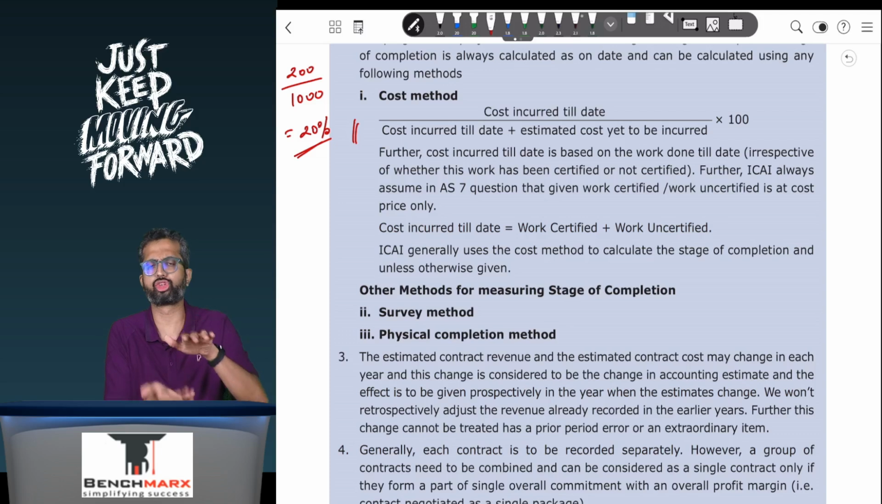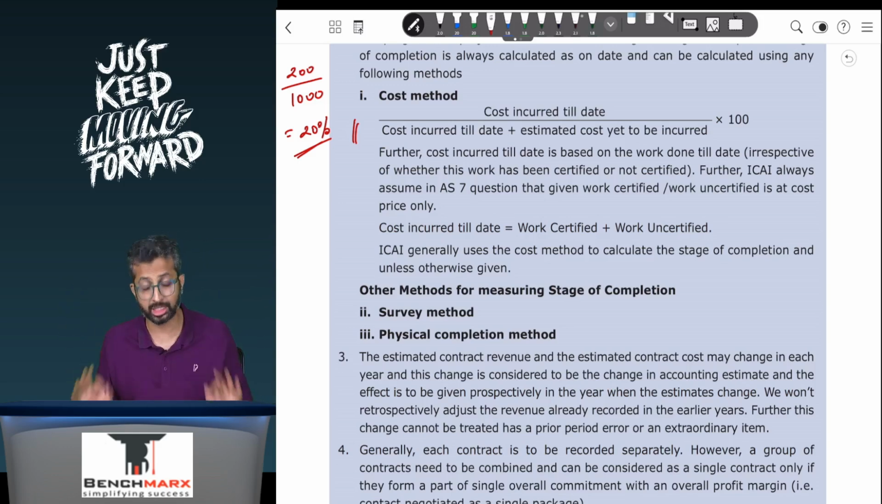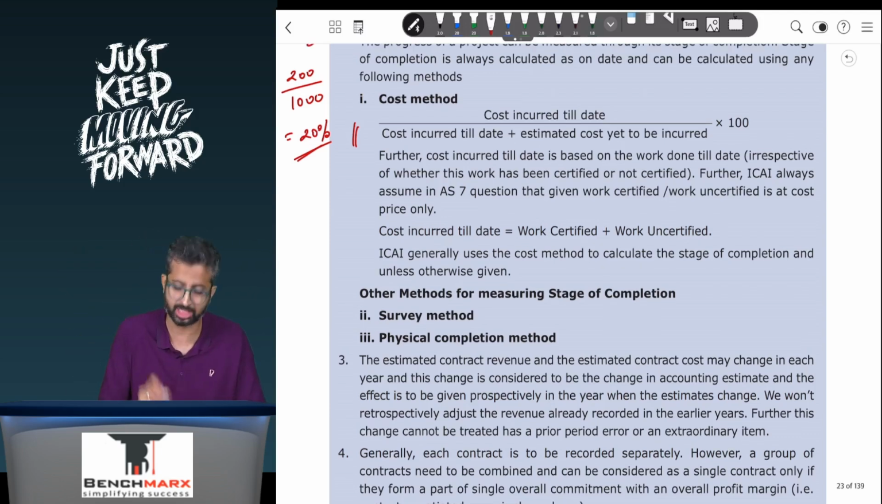In your stage of completion calculation, we want the cost incurred till date. So if year 1 and year 2 are given separately, you will add the two and find the cost incurred till date. If you have directly been given the cost incurred till date, you will take that directly in your calculation. So this is your stage of completion. Let us say it comes to 20%.